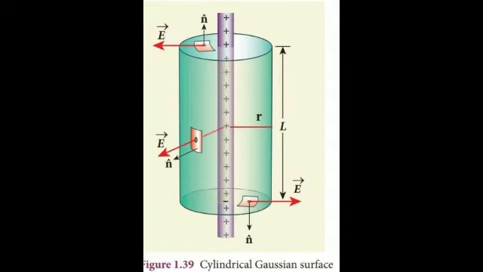The application of Gauss law. First one, electric field due to an infinitely long charged wire. Consider an infinitely long straight wire having uniform linear charge density lambda. Let P be the point located at a perpendicular distance r from the wire. The electric field at the point P can be found using Gauss law.